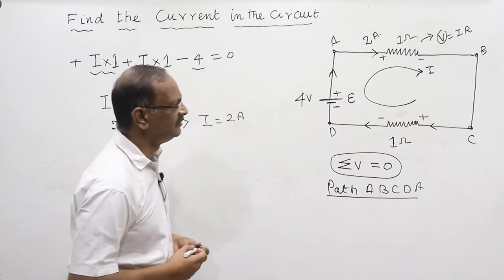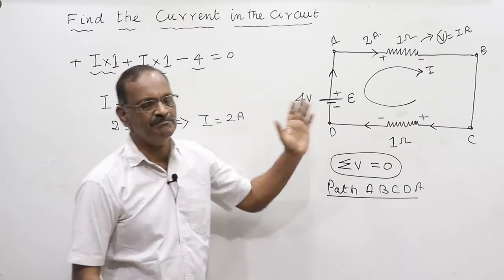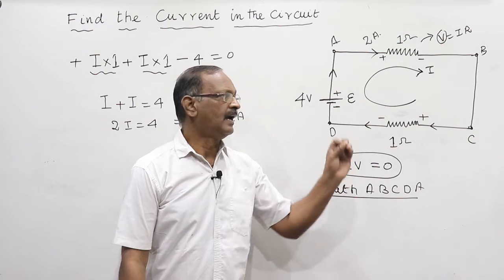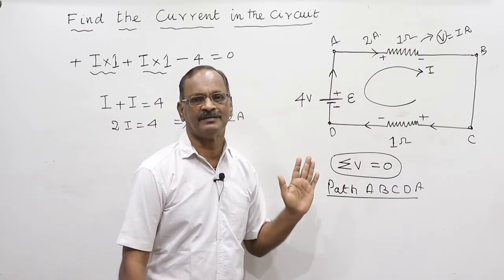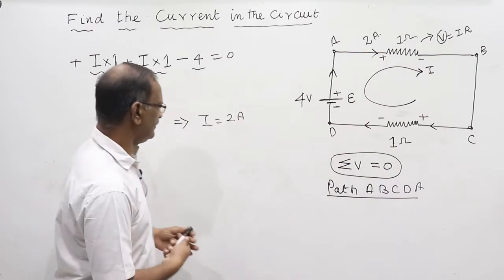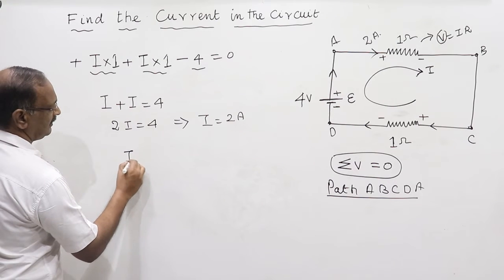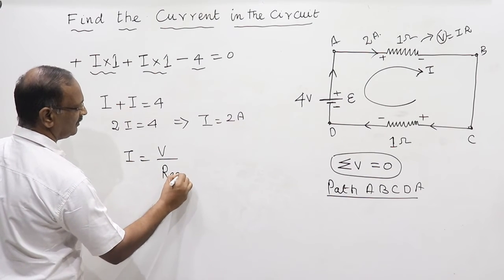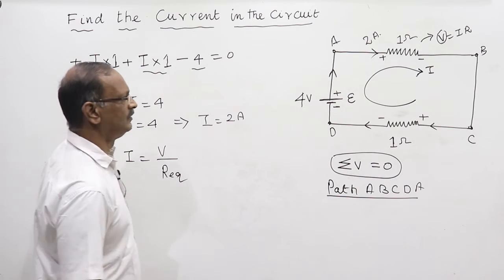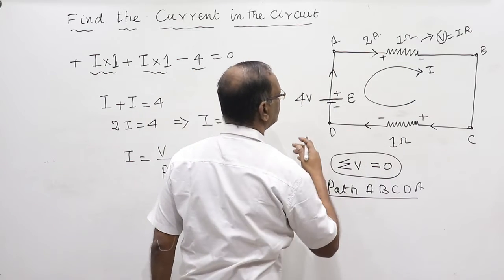This problem we can do directly also, because this is a simple basic problem. That's why I am giving a very simple example. This can be done also this way: I is equal to total voltage source divided by R equivalent. We can do it this way also. What is the total voltage here? Total voltage is equal to 4 volt.